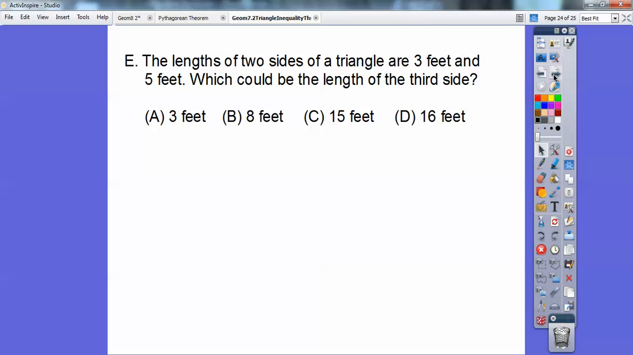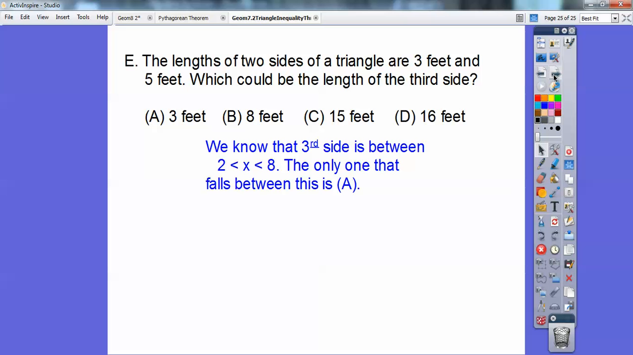Okay, and then the lengths of two sides of a triangle are 3 feet and 5 feet. Which could be the length of the third side? Now, the third side is going to have to be between 5 plus 3, which is 8, and 5 minus 3, which is 2. So I know that third side has to fall between 2 and 8. And the only one that does is this one right here, choice A.